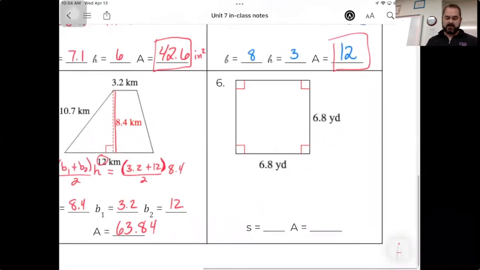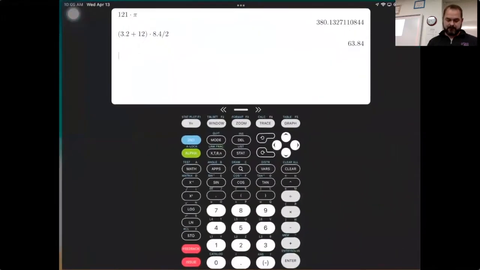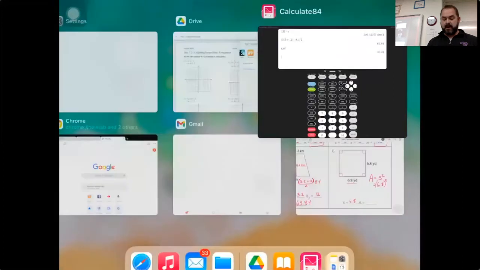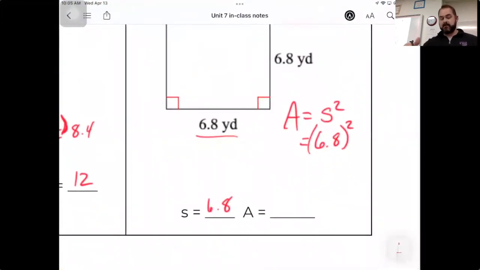All right, last one together here. This is a square. Area of a square is just side length squared, and the side length is given to you as 6.8. So we're going to do 6.8 squared. If I do 6.8 to the second power, or squared, I get 46.24. Now, we don't need to round these because these are what we call finite decimals. They stop.